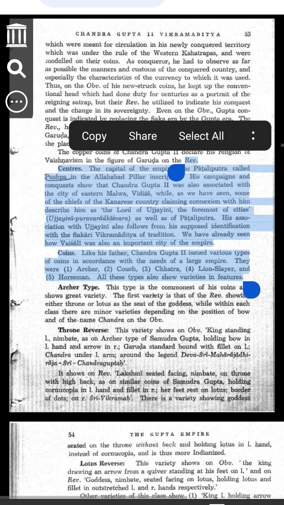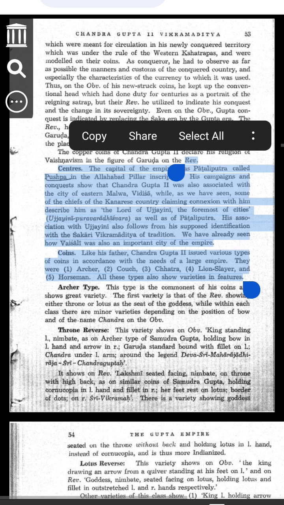3. Ujjayini, Ujjain, Madhya Pradesh. Some people called Chandragupta II the Lord of Ujjayini. Ujjain was one of the most important cities in ancient India. It was famous for trade, learning, and religion. It is said that Chandragupta II ruled from here as well. Example, think of Bangalore today, a big modern city. Ujjain was like an ancient Bangalore, a major city of the time.